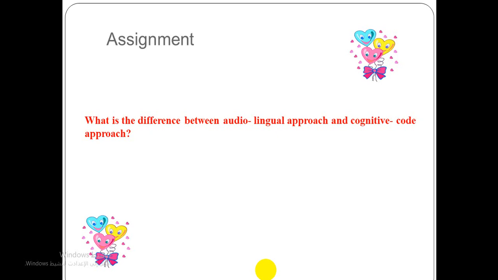Okay, at the end of this lecture, just try to answer this assignment and send it to me. Yes, what is the difference between the ideolingual approach and the cognitive code approach?